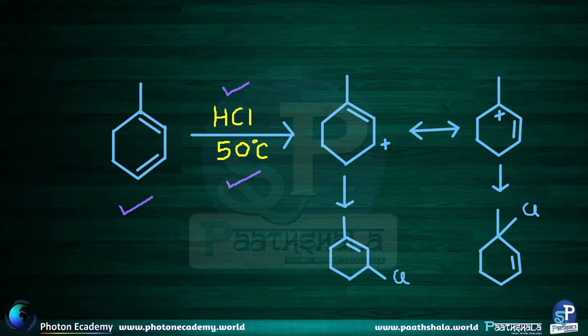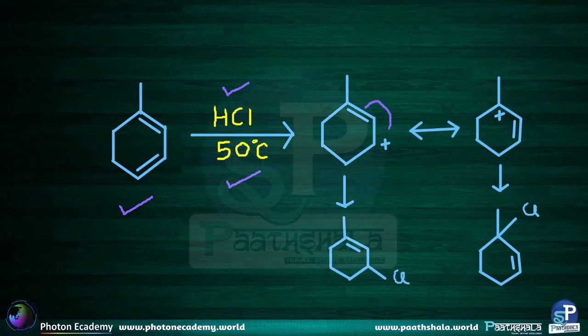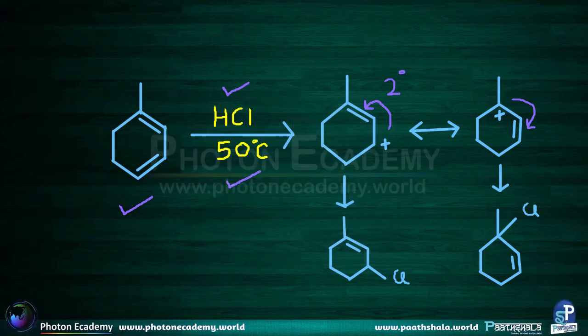The positive charge has to be in resonance with a double bond, and also the positive charge has to be stable. So here we are able to see that we have a resonance, and here also we have a resonance, but here the carbocation is a 2-degree carbocation, and in the second case the carbocation is a 3-degree carbocation.